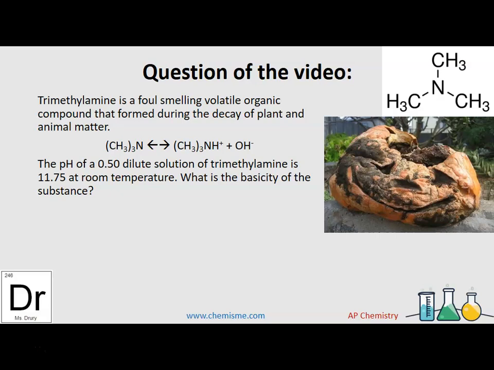So let's go back to the question of the video. In this pumpkin, which is a 0.5 molar solution of trimethylamine, which is not one of the strong bases, what is the basicity of the substance if the pH is 11.75?